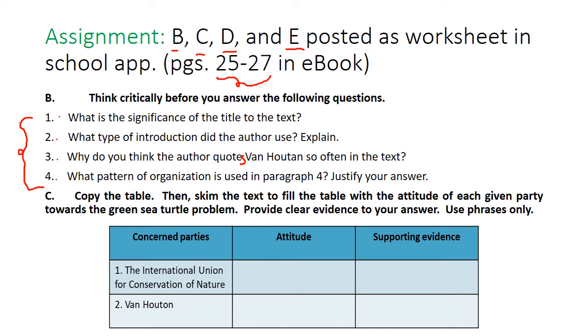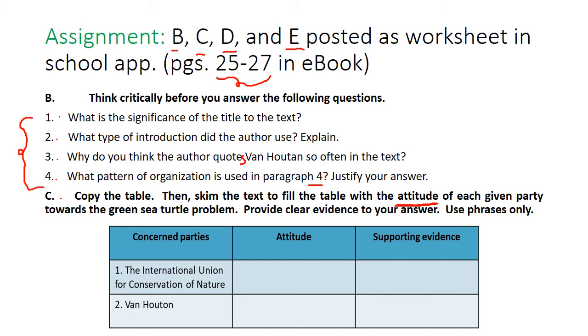Pattern of organization, it should be very easy. Go back to the notes, check out paragraph 4, okay? And see the clue words that lead you to a pattern. Put the patterns in front of you, and check out what it is. Now, here, this is a table. Copy the table, then skim through the text to fill in the attitude of each party. We're going to go through attitude in more detail, so don't worry if you don't quite get this part now. But I want you to try.